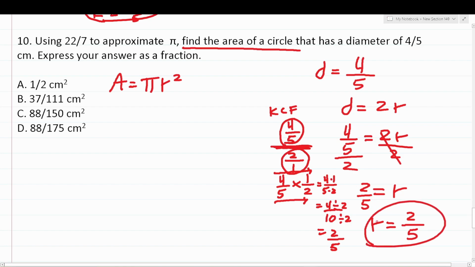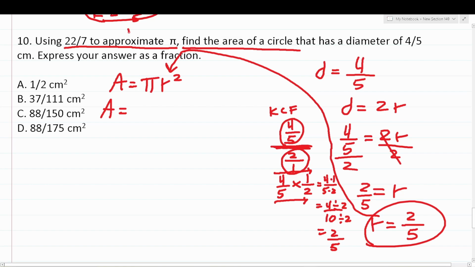All right, so now that we know what r is, we can go ahead and plug it into our area formula. So let's go ahead and do that. To find the area of a circle, as I said, it's pi times r squared. In this case, we're told to let pi be approximated by 22 over 7. So let's plug that in for pi. This becomes 22 over 7 times radius squared. We know our radius is 2/5 of a centimeter, and of course, that is squared.